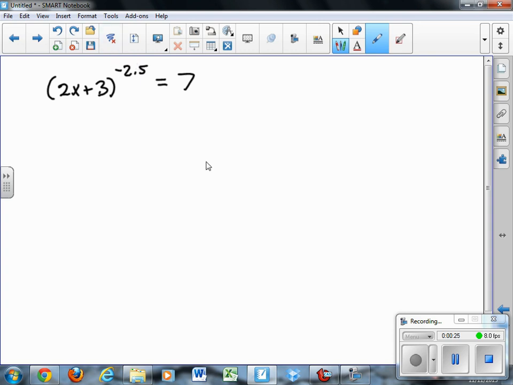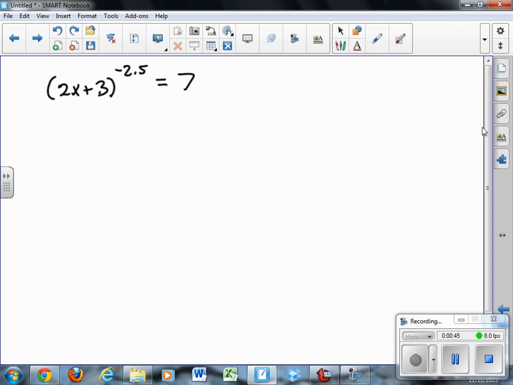If I had, for example, (-2.5)^(2x+3) = 7, that would be an exponential function because the variable part is in the exponent position. I'm going to erase that right now. Now, you might think, what in the heck do I do with this? It looks a little confusing.